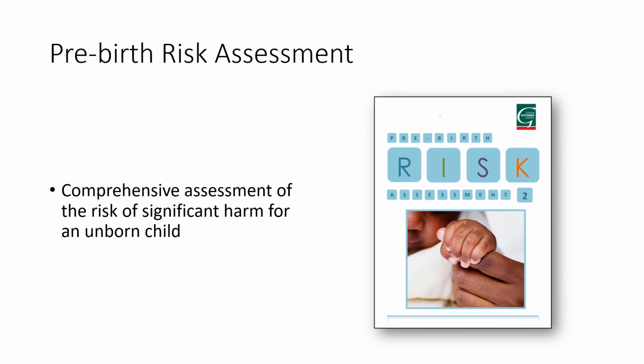For an unborn child, where there are concerns that the child may suffer significant harm when born, a pre-birth risk assessment can be undertaken. This is a specialist version of Risk 2, adapted for pre-birth risk assessment. Pre-birth risk assessments are largely predictive about likely harm to a child in the future. As a predictive assessment, they lack the evidence of current harm. This differentiates the assessment from the usual Risk 2. There is also a pre-birth supplement that can be used to enhance and further assist your risk assessment.